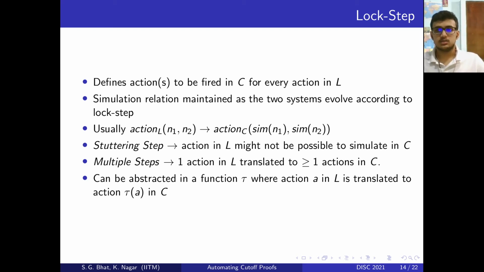For some actions which involve the state components of L that cannot be simulated in C, we would have to perform no action in C. This represents a stuttering step in L where L transitions according to the provided action, but C does not actually change its state. Similarly, we could have one action in L needing to be translated to multiple actions in C. This is sometimes needed to maintain the simulation relation. All this complexity can be abstracted into a single function tau, that is, an action A in L is translated to action tau A in C.